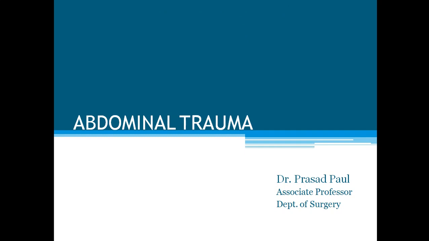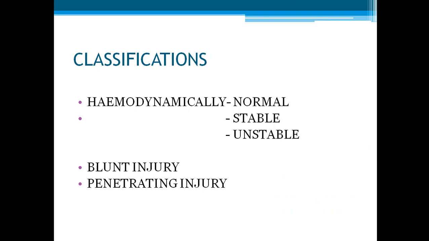So, how do you classify this abdominal trauma? When a patient with a history of an abdominal trauma, a road traffic accident, a fall from height, or a sporting activity is brought to the emergency department, like any other patient, we go in for the vitals to see whether the patient is hemodynamically normal, hemodynamically stable, or hemodynamically unstable. So that is how you classify abdominal trauma. Or it could be a blunt trauma, or it could be a penetrating trauma. This is how it is classified: hemodynamically stable, unstable, or normal, blunt injury, or a penetrating injury.